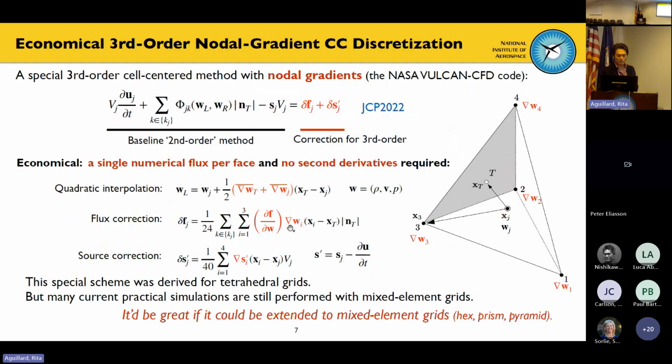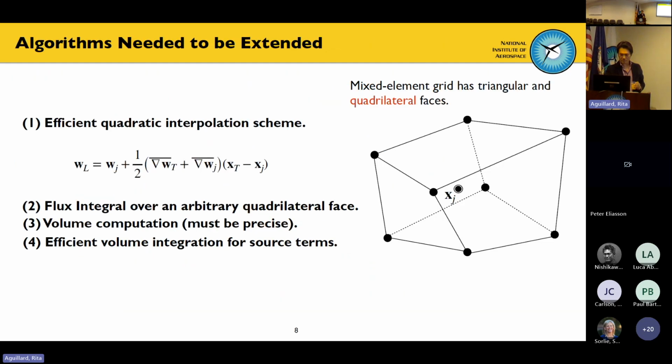And for the flux correction, we only need gradients at nodes, and for the source correction, we need only the gradients at nodes of the source term. So this special scheme was derived for tetrahedral grids originally, but many current practical CFD simulations are still performed with mixed elements. So it would be great if it could be extended to mixed element grids, so hexa, prism, and pyramids. So that's why we started this work.